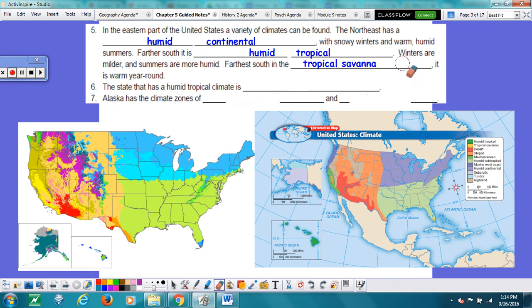Further south, like in the tip of Florida, way down here where I'm moving my eraser here, you're going to find a tropical savanna where it's warm year-round. The state that has the only humid tropical climate happens to be Hawaii. Alaska has a climate zone of tundra and the subarctic.